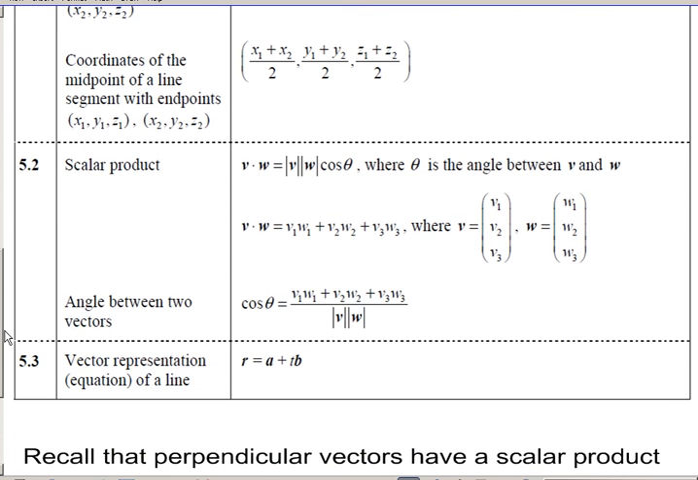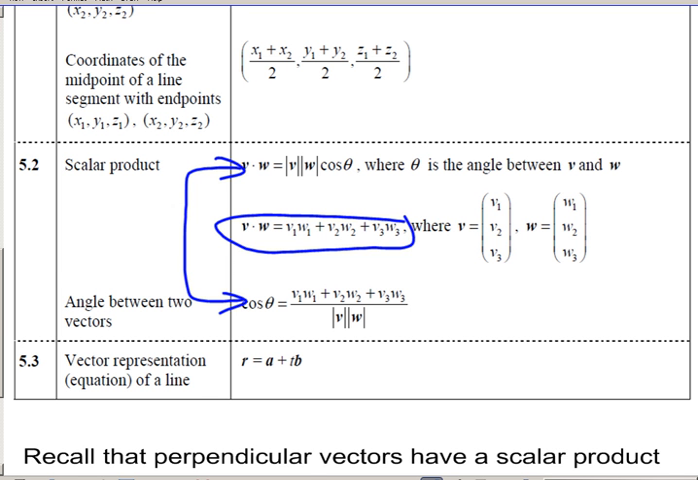Scalar product, or sometimes called dot product, is given here. And these are just rearrangements of the same formula. It's really applicable when you're looking for the angle between two vectors. Vector representation of a line, r equals a plus tb. So r is a vector, and represents some position. a is a vector, and it represents generally some point on the line, or an original point. t is a scalar parameter, so it's just a regular number. And then b is bold, so it's a direction or velocity vector.